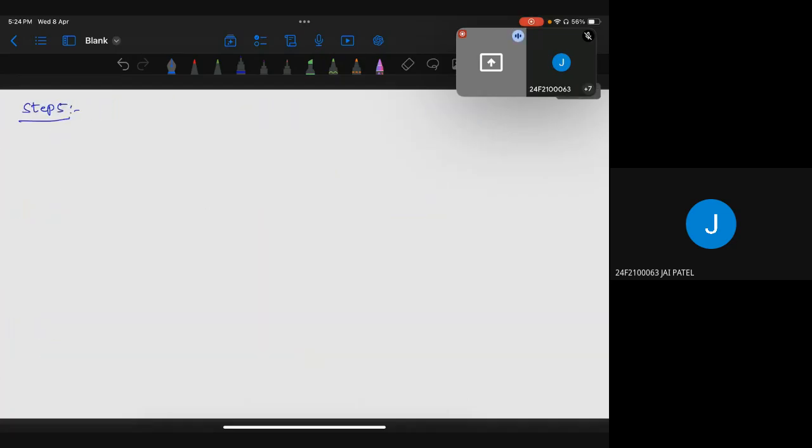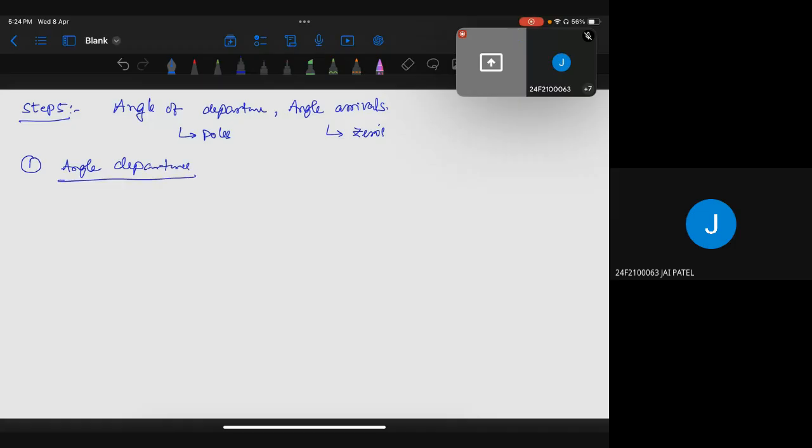Now step 5 is finding angles of departure and angles of arrival. Angles of departure we will find with respect to the poles, and angles of arrival with respect to the zeros. First we'll check angles of departure. Let me draw the poles and zeros once again: poles at 0, -1, zero at -2, zero at -4, pole at -5, and one more pole at -10. This is what we have.